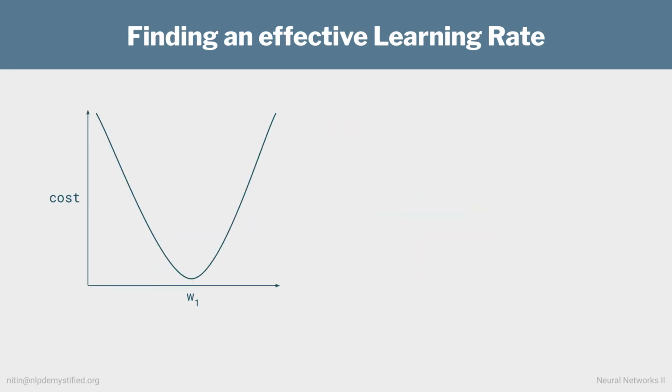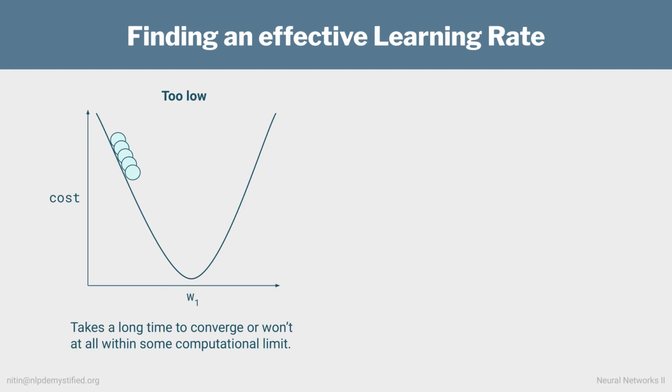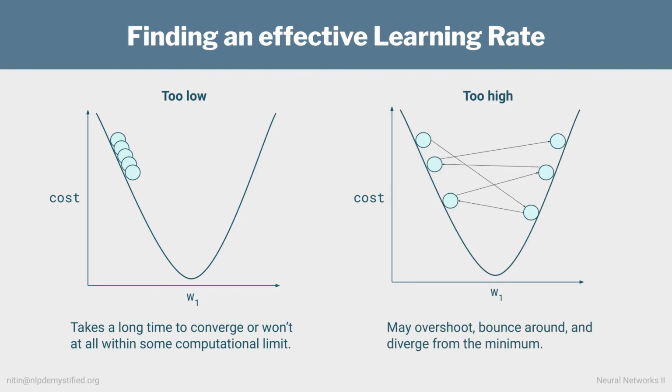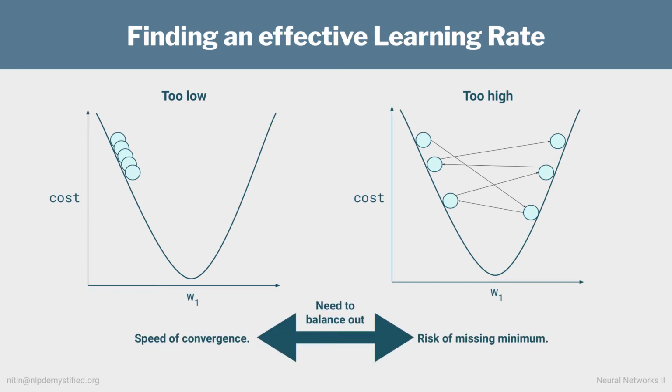If the learning rate is too low, the loss might decrease so slowly that it takes an unreasonable amount of time or doesn't reach the minimum at all after some computation limit. On the other hand, if it's too high, the loss may keep overshooting the minimum, bounce around, and actually increase over time. So the learning rate needs to balance speed of convergence against risk of missing the minimum.